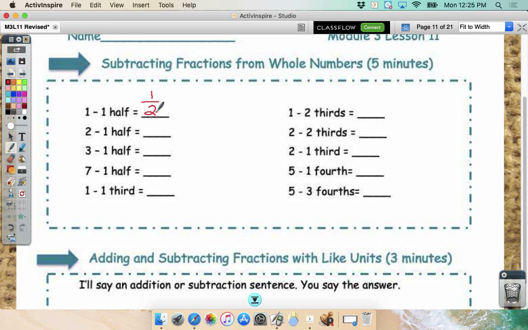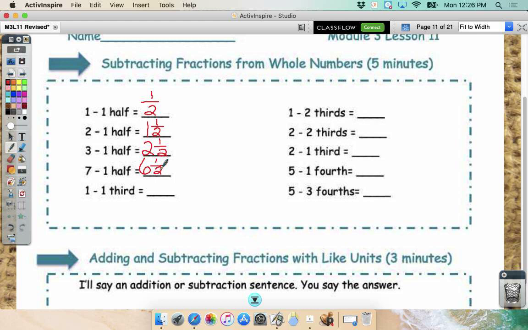Just answer as a group. 1/2. Okay, 2 minus 1/2. 1/2. Good. 3 minus 1/2. 2 1/2. Okay. 7 minus 1/2. 6 1/2. Okay, so this is what I want to remind you.